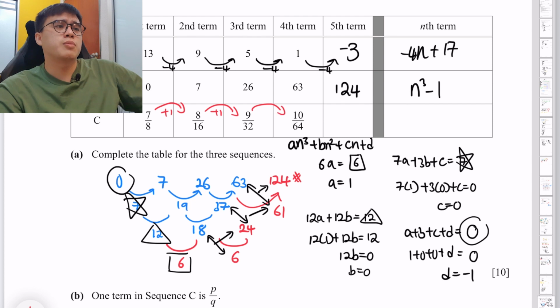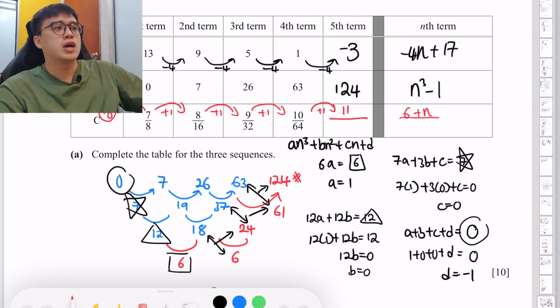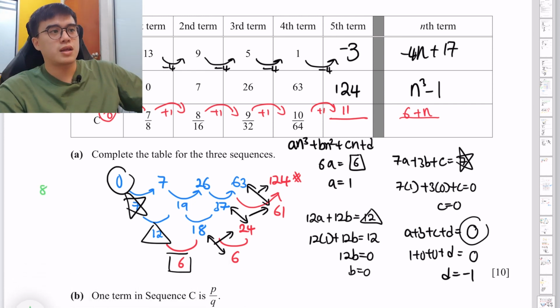As for part C, it's slightly special. Okay, for the numerator part, it's actually an arithmetic sequence where the difference is 1. So I know that the fifth term's result will be 11 for sure. And from the first term to the zeroth term is actually 6 because 7 minus 1. So with this, we got 6 plus n as our numerator. As for the denominator part, we have 8, 16, 32, and 64.